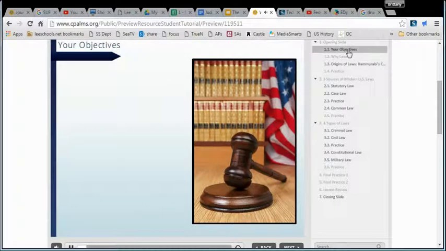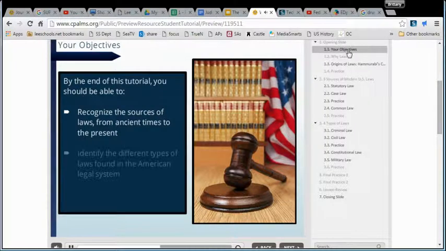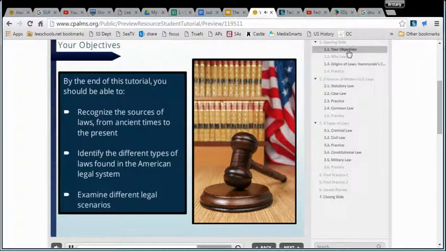You live in a society of laws, and this tutorial will help you learn all about them. By the end of this tutorial, you should be able to recognize the sources of our laws from ancient times to the present. You'll also learn to identify the different types of laws found in the American legal system. And you'll examine different legal scenarios to put your knowledge to the test.